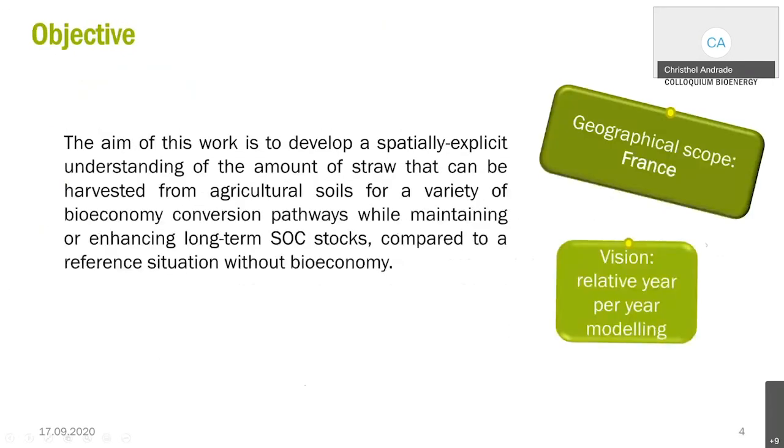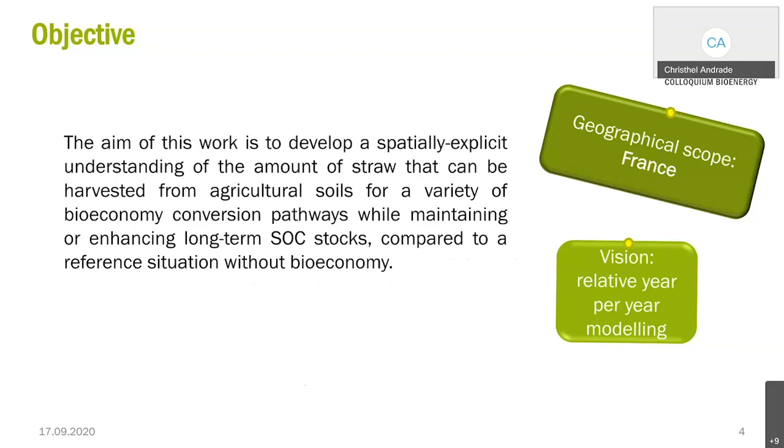The aim of this work is to develop a spatially explicit understanding of the amount of straw that can be harvested from agricultural soils for a variety of bioeconomic conversion pathways, while we maintain or enhance the long-term stocks compared to a reference situation without bioeconomy for the whole territory of France. We consider the long term as a period of 100 years, and we are calling the crop residues straw because these are the main residues we are considering in the study.